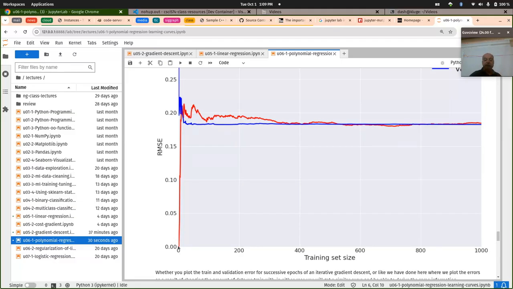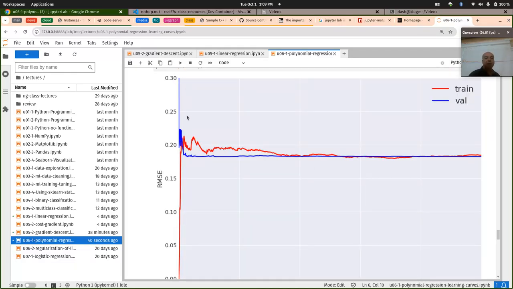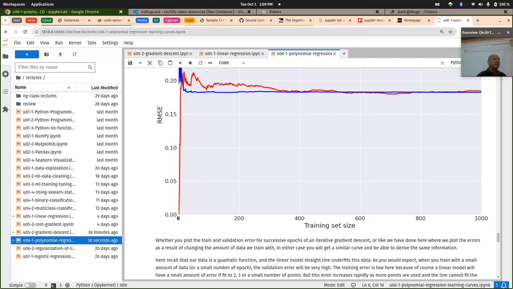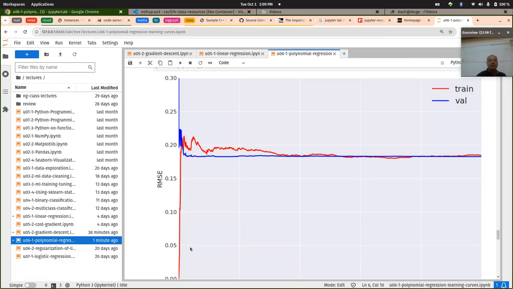And then we evaluate it when we train it with one point on the data that we trained with. So that's what the red line is. We're plotting the root mean squared error of the model that we fit using just a single point on the data we trained with. So we'd expect the error to be really low. We train it with one point, it's probably going to fit that point, we have a zero error. That's why the train error starts off really low.